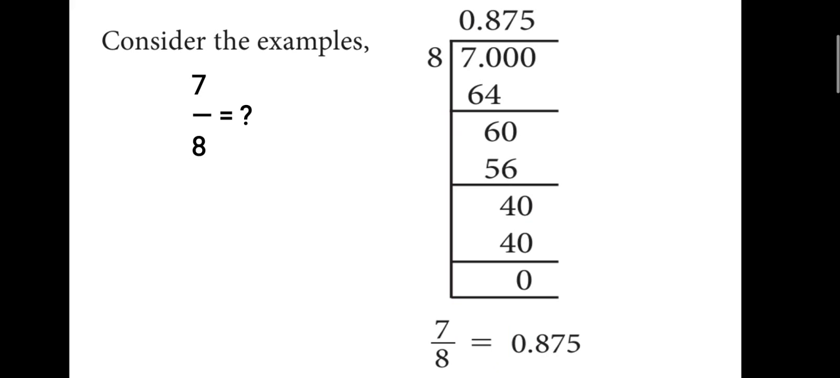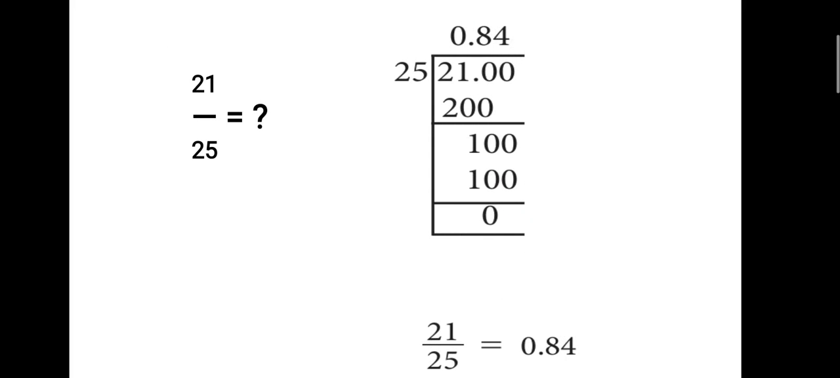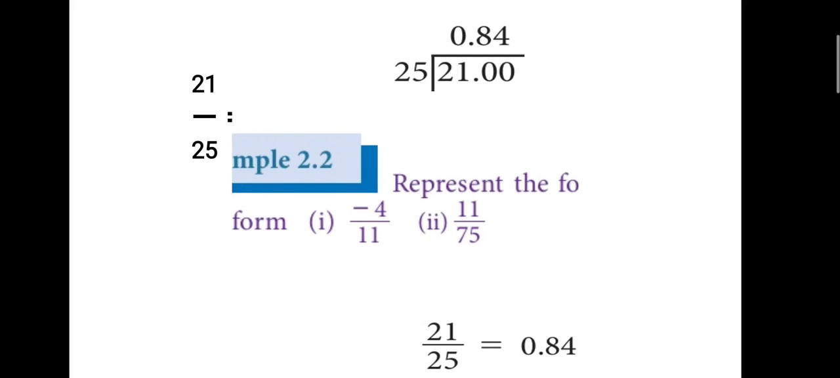Now we can stop after getting 0. So 7 by 8 is equal to 0.875. This is one type of decimal. Same calculation, 21 by 25. We cannot divide 21 by 25, so we can put 0 and do the regular calculation. After getting remainder 0, we can stop, and the answer is 0.84. This is also the first type.